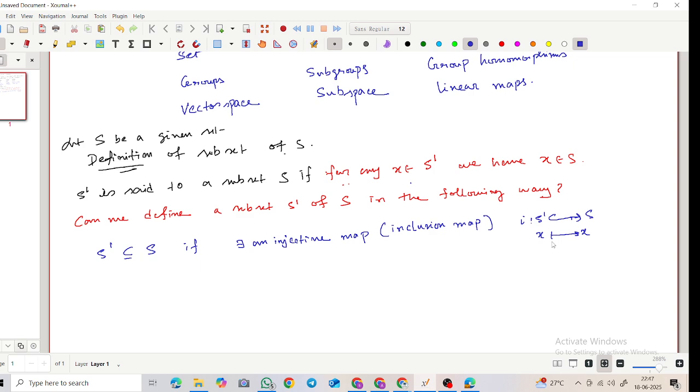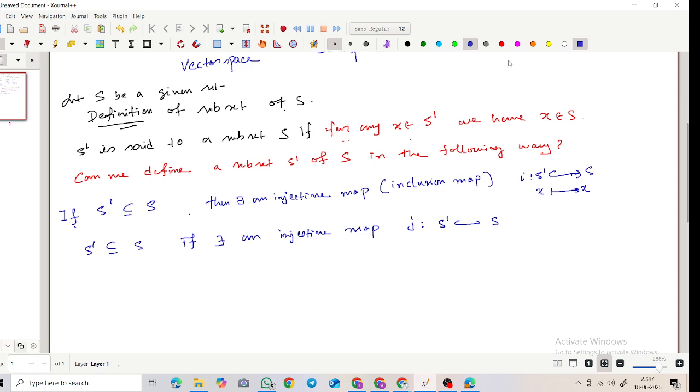That is your main confusion, I think. If S prime is a subset of S, then there exists an injective inclusion map. I mean, you are okay with this. But if I write: if there exists an injective map J from S prime to S, then you are having some problems, right? I mean, S prime may be outside S, right?